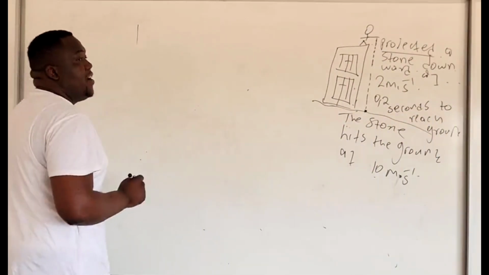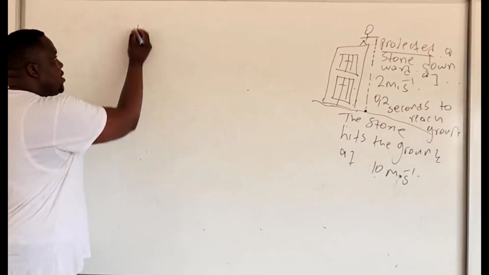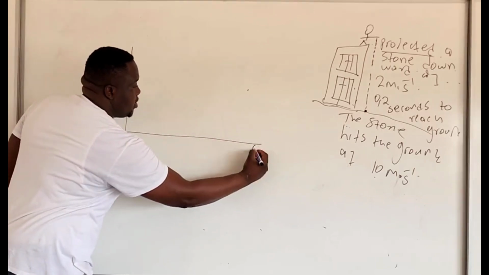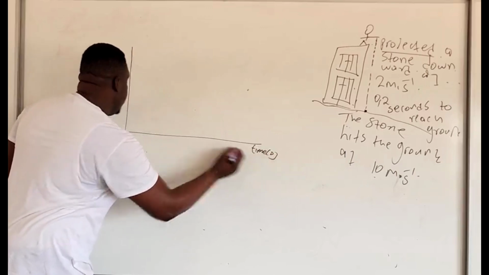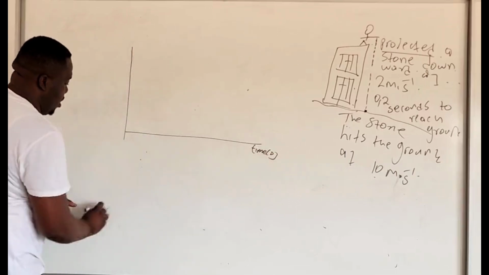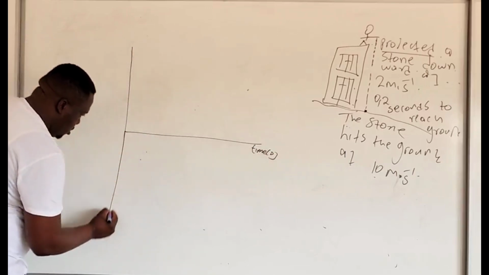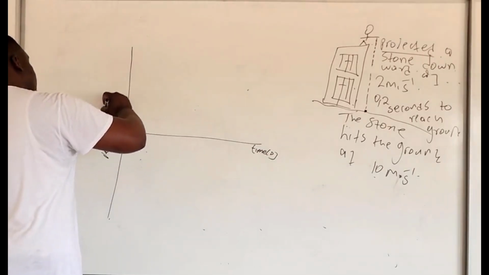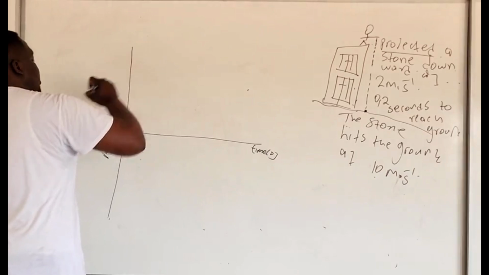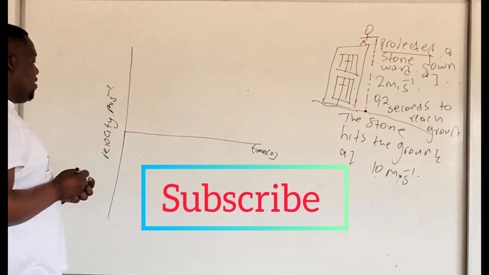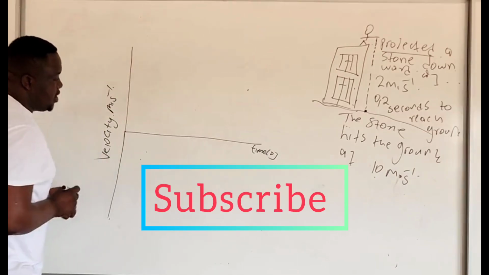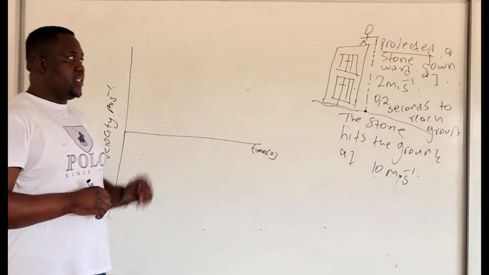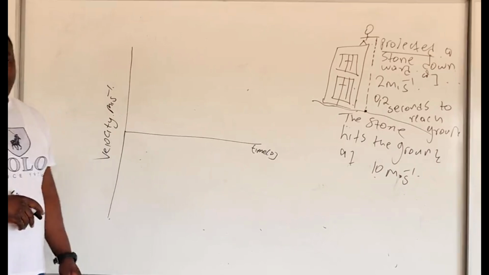So if I want to draw a velocity versus time graph for that, I'm just going to start by drawing the Cartesian plane. Then I have time. The time is in seconds. Then I have the velocity. The velocity is in meters per second. Then I have the time. This is the Cartesian plane.